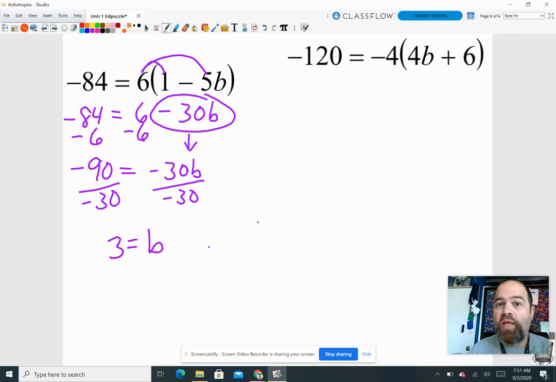Try the one on the right, and we're done. You have a short quiz tomorrow.